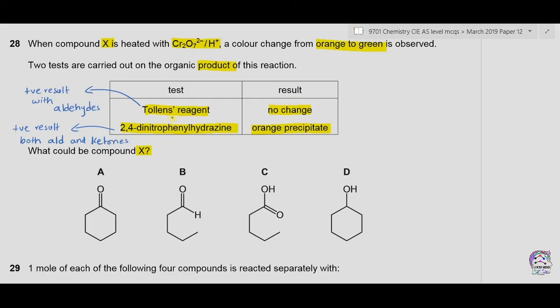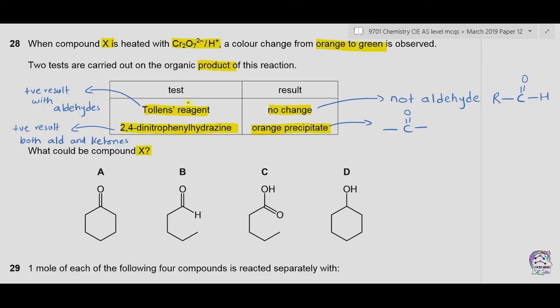So as compound X does not give any change with Tollens' reagent, it means it is not an aldehyde, it could be a ketone. The functional group of an aldehyde is RCHO. 2,4-DNPH gives a positive result, which means that a carbonyl carbon is present and it could be a ketone.